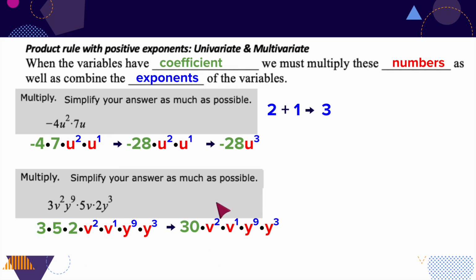Now we're going to deal with the variables. I have the same base, v and v. I can't combine a v and a y; I have to have the same base. So for v and v, I have 2 plus 1 again, which gets me 3. For y, I have 9 and 3, so 9 plus 3 gets me 12. Now I can rewrite this as 30 v cubed, because that's what I got for my v's, and y to the 12th power, because that's how many y's I have here.